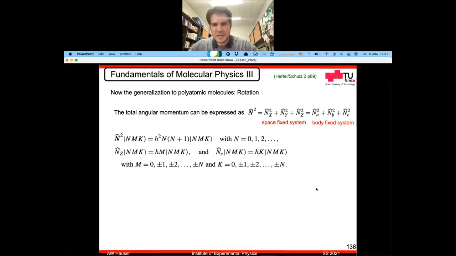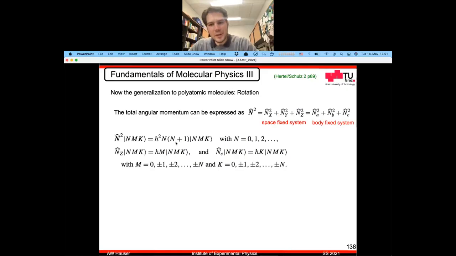And since we are talking about angular momenta, we have this standard algebra. We can say that if this is our total angular momentum n, then n squared has the corresponding eigenvalue h bar squared times n(n plus 1). And obviously, the angular momentum as a vector with a given length must be the same in the space-fixed system as it is in the body-fixed system.